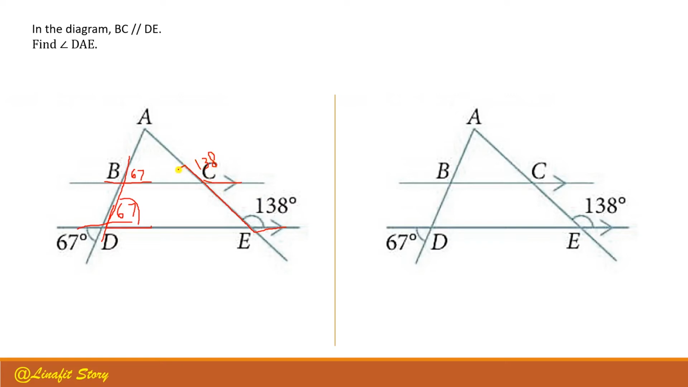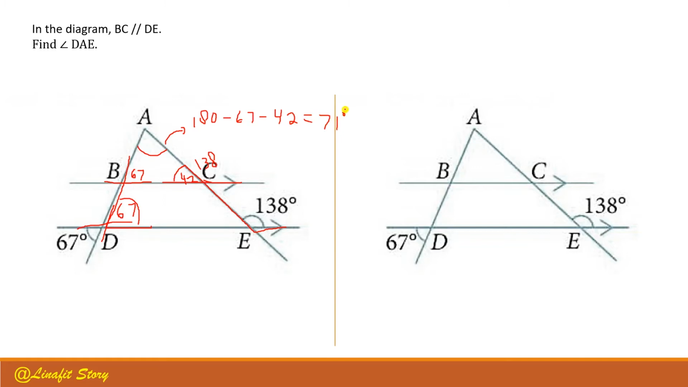And then you may find that this is angles on a straight line. So 180 minus 138 is equal to 42 degrees. So to get DAE is equal to 180 minus 67 minus 42 is equal to 71 degrees.